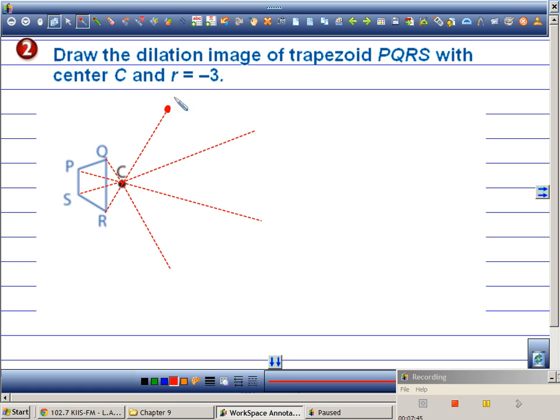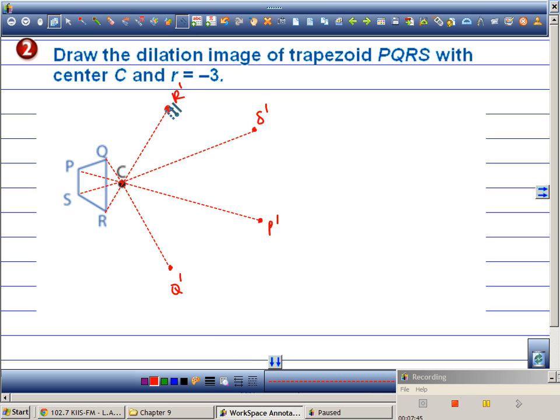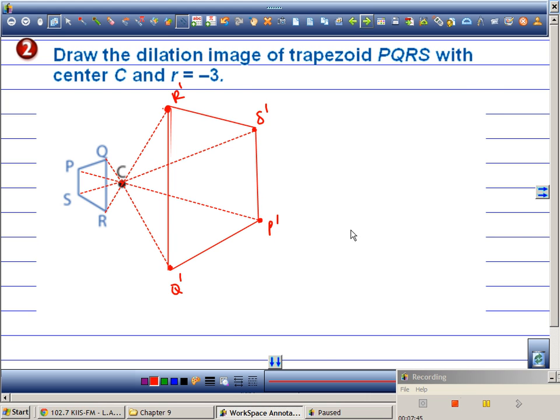So what's this point? R prime, and this one is S prime, and this one is P prime, and this one is Q prime. And if I were to connect all of these, I need a solid line, I would have an image, which is a trapezoid, that is how much larger than this one? 3 times as large. Make sense? Okay.